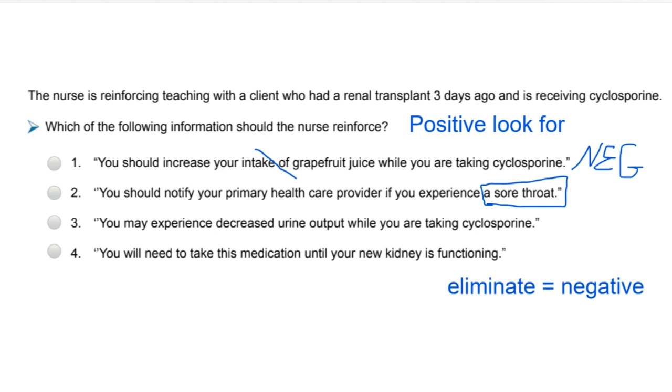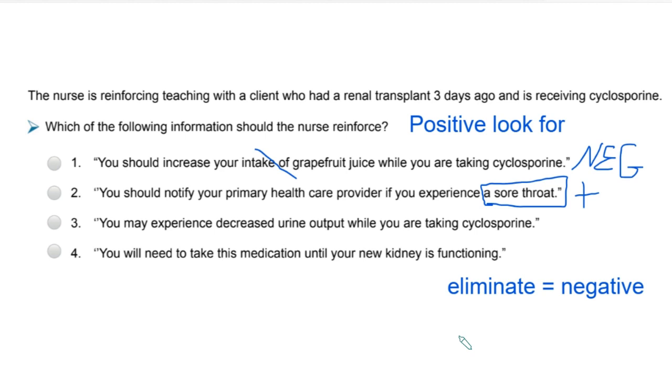Could this patient be at a risk for infection? Yes. If they're on an immunosuppressant medication that suppresses their immune system from rejecting that kidney, they are going to be at a high risk for infection. We're going to put a plus sign here to signify that that is positive. We're going to keep that one.